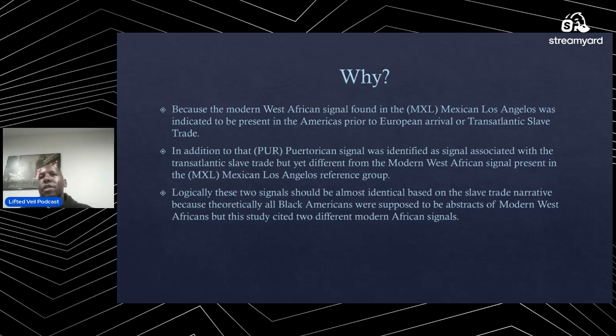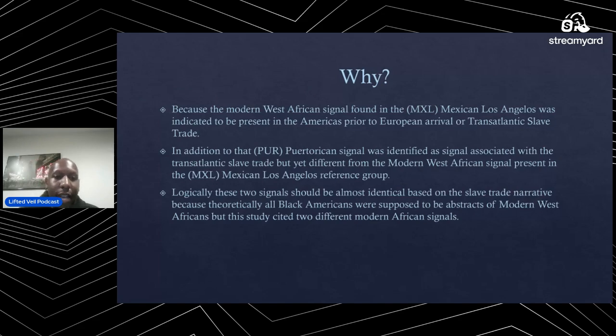Again, these titles for these genomes are simply that. They are titles based on modern populations from these modern panels. And the narrative is that West Africans are ancestral to Black Americans, right? But here we have the so-called West African signal present in America, at least based on this model, before European arrival and the transatlantic slave trade.